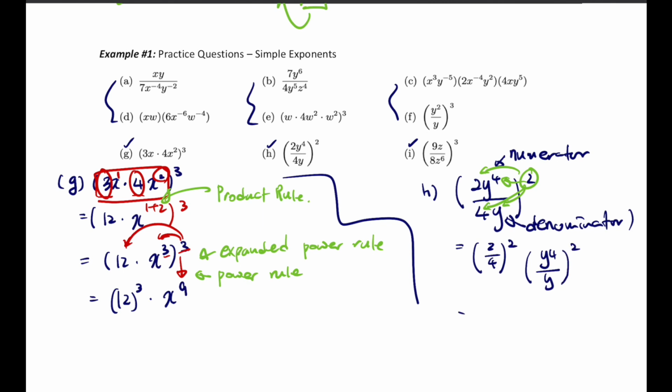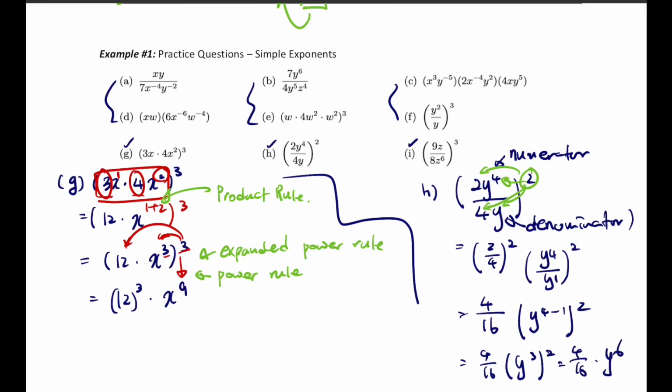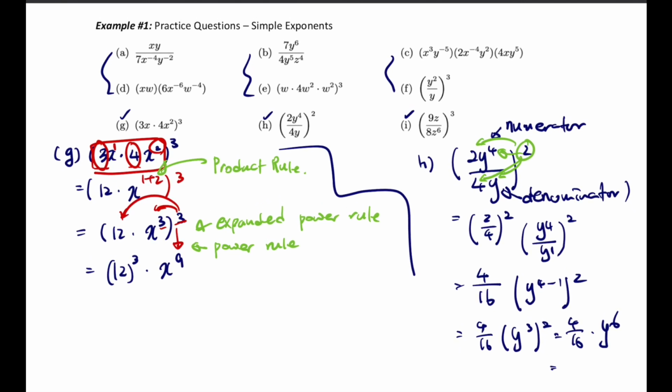Then this is the same as 4 over 16. And we have a quotient rule inside, so we have to do y to the power of 4 minus 1, because 1 is hidden in the denominator, and to the power 2. So we have 4 over 16 times y to the power 3, to the power 2, which equals 4 over 16 times y to the power 6. And we can simplify the fraction or the coefficient, so it becomes 1 over 4 times y to the power of 6. That's the answer for H.